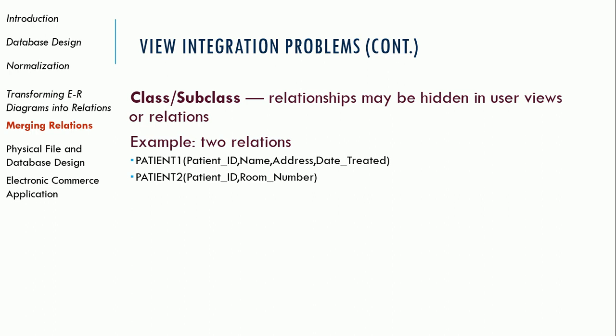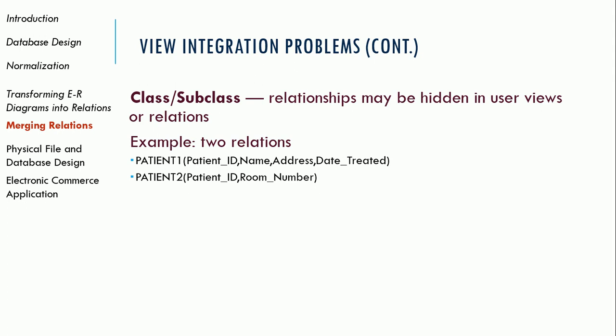So for example, we have patient 1 and patient 2, right? These are two. Now you might be tempted to merge patient 1 and patient 2, right? Because, oh, this is really the same thing. So let me just merge these together. All I have to do is, my new entity is going to have a room number and a date treated, right? And an address and a name, right? We just combine all that stuff together.